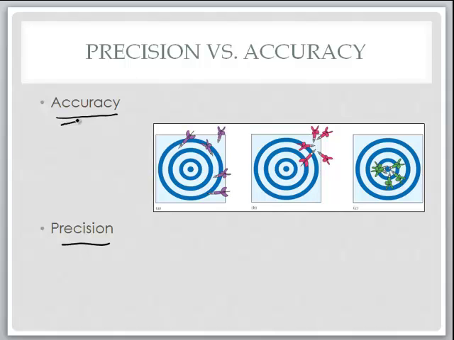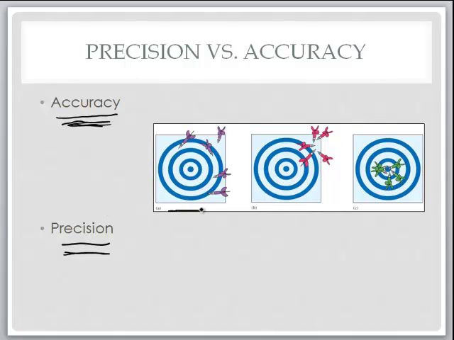Okay, accuracy means, did you get the right answer? Precision means, is your data reproducible? Or in other words, are you getting close to the same value each time you do an experiment?